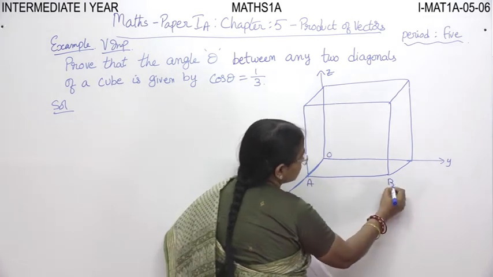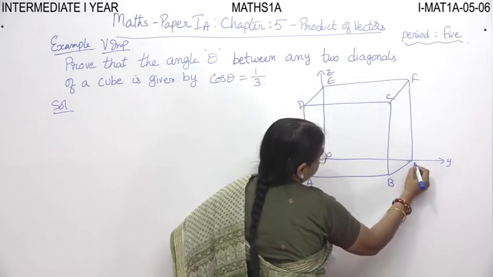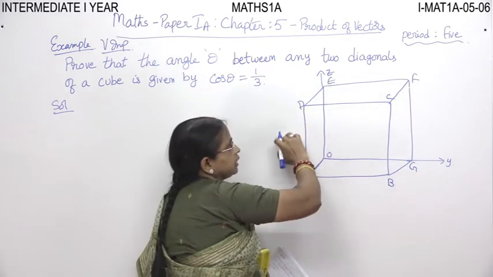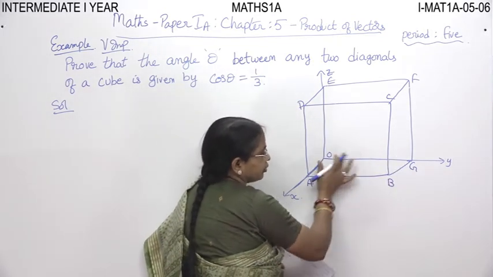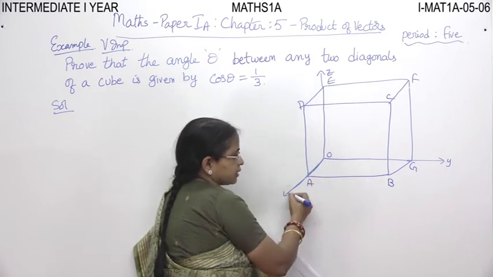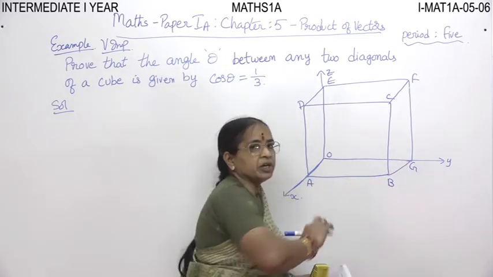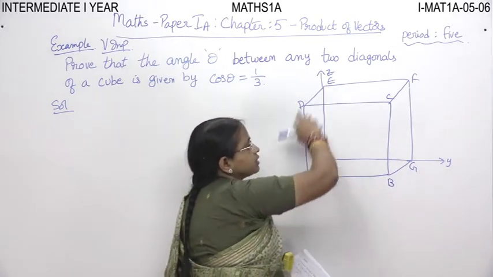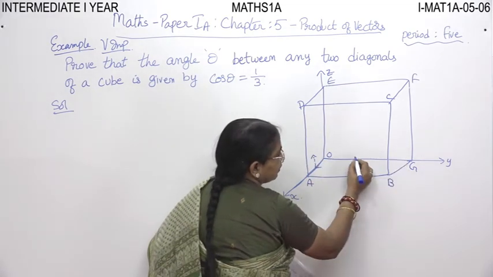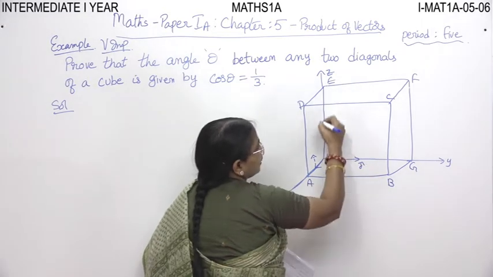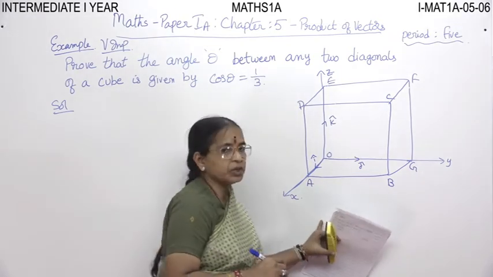Suppose that this is the origin. Now A, B, C, D and then E, F, G. So suppose that O, A, B, C, D, E, F, G be the unit cube. So this length is 1 unit, this length is also 1 unit, like that. Because we know that along x-axis the unit vector is I, along y-axis the unit vector is J, along z-axis the unit vector is K. So OA will be just I, and then OG will be J, and then OE will be K. Choose the unit cube like this.